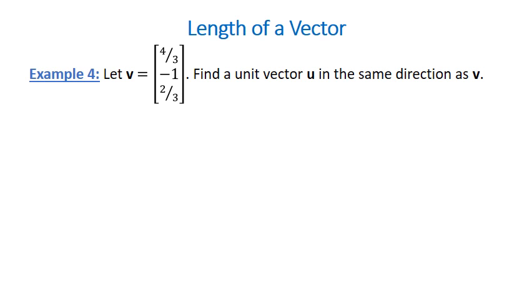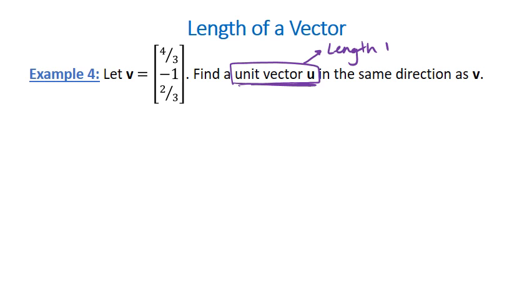So here it says let v be this vector, and we want to find a unit vector. Remember, a unit vector is length 1 in the same direction as v. So I can draw this vector in 3 space. If I wanted to draw this vector, I could. It has a specific direction, and I want this unit vector to be the same direction as this.